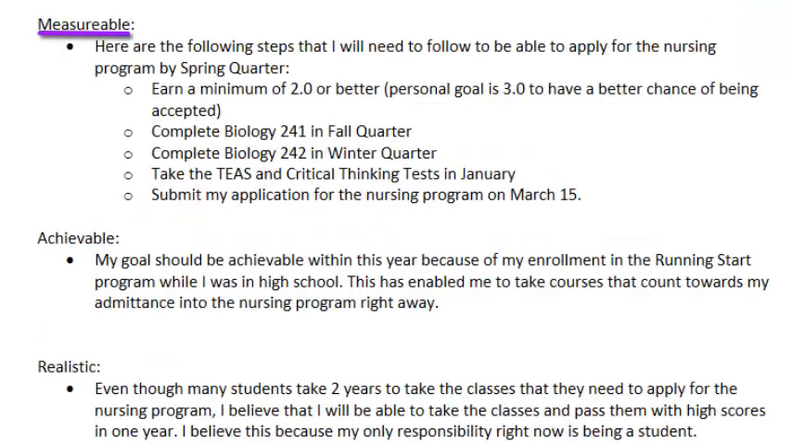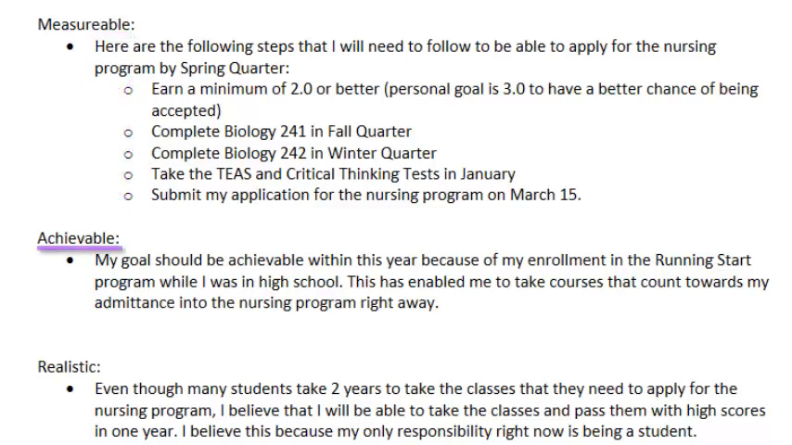Measurable. Here are the following steps that I will need to follow to be able to apply for the nursing program by spring quarter. I need to earn a minimum of 2.0 or better. Personal goal is 3.0 to have a better chance of being accepted. Complete Biology 241 in fall quarter. Complete Biology 242 in winter quarter. Take the TEAS and critical thinking tests in January. Submit my application for the nursing program on March 15th.